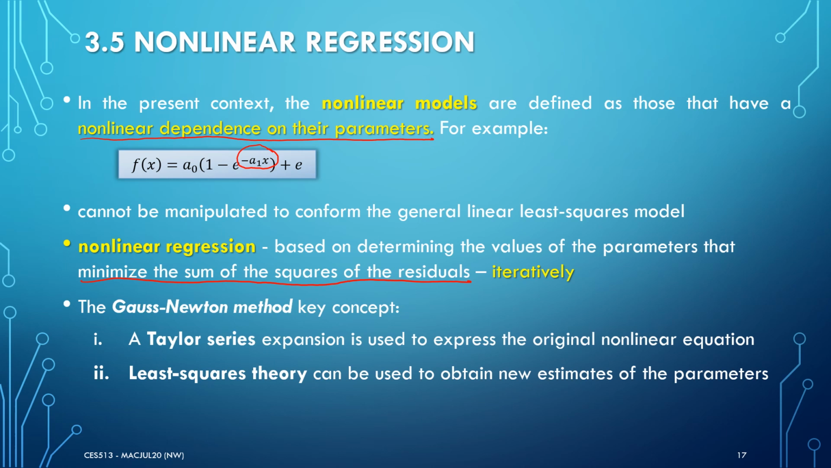For the nonlinear models, this solution must proceed in an iterative fashion. One method is the Gauss-Newton method, which is one of the algorithms that can be used for minimizing the sum of the squares of the residuals between data and nonlinear equations. The key concept of the technique is, first, a Taylor series expansion is used to express the original nonlinear equation in approximate linear form. Then, least squares theory can be used to obtain new estimates of the parameters that move in the direction of minimizing the residual.